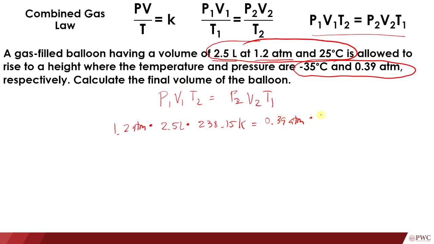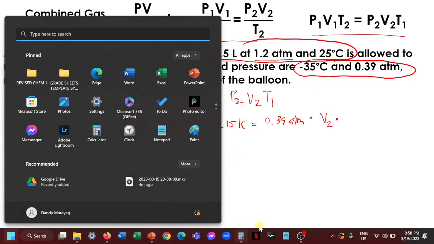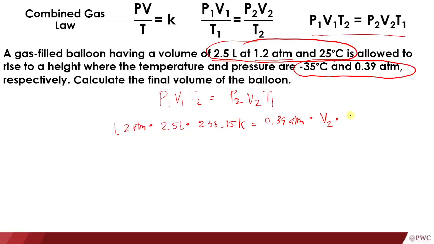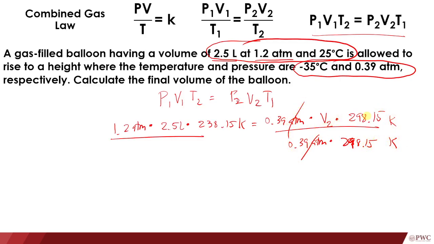We don't know the final volume, so we will place V2 here for now. Then the initial temperature is equal to 25 degrees Celsius. Again, convert this one to Kelvin. That is 25 plus 273.15, which gives 298.15 Kelvin. Now we can divide both sides by this number, 0.39 atm times 298.15 Kelvin. So those cancel. What's left here is the V2 again.